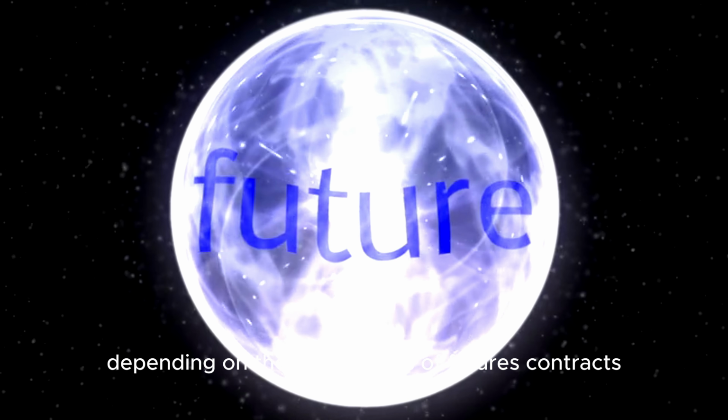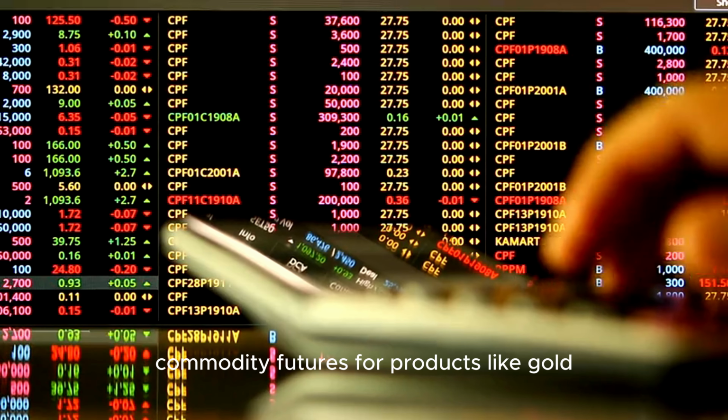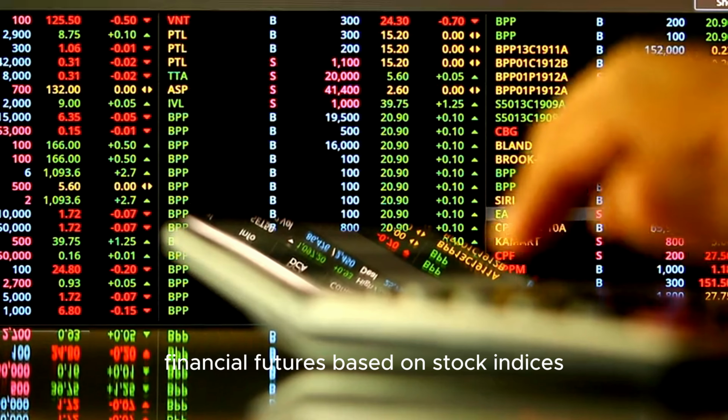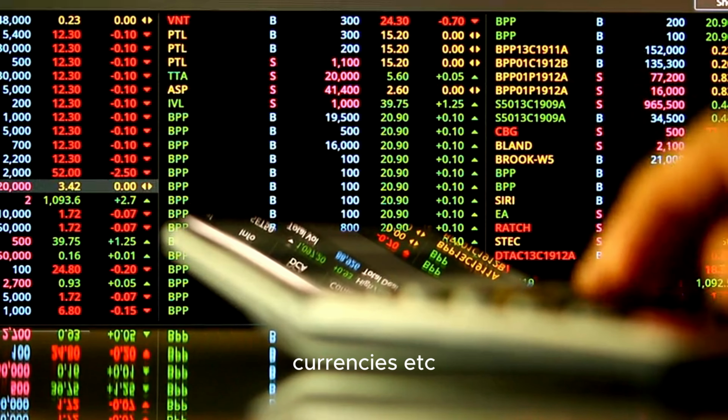Types of futures contracts. Commodity futures, for products like gold, oil, etc. Financial futures, based on stock indices, currencies, etc.